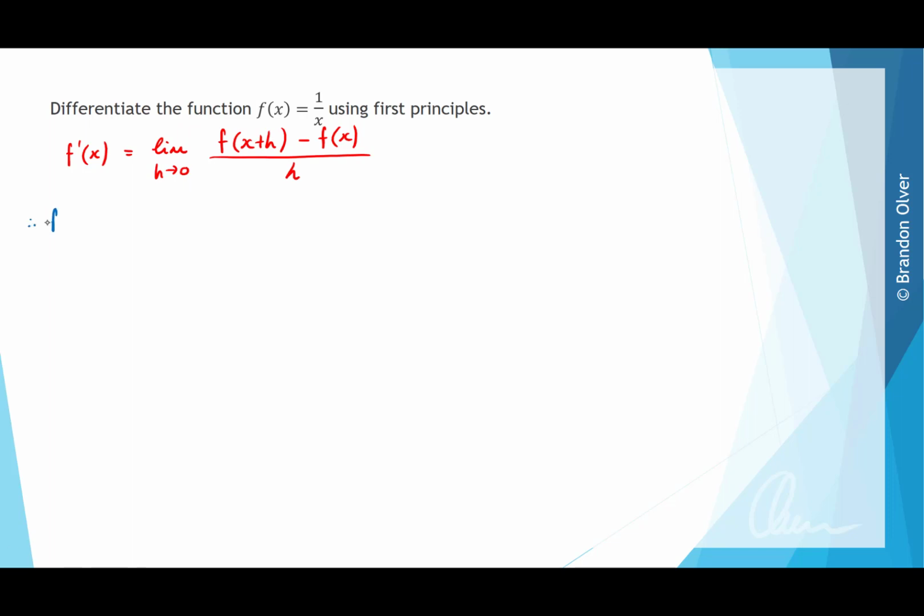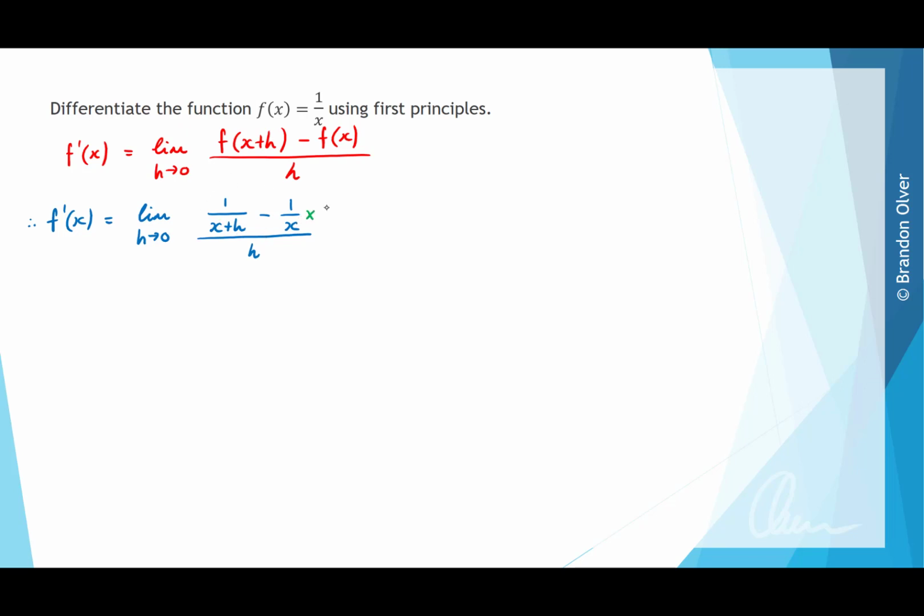Therefore, for this particular rule, f'(x) will equal the limit as h approaches 0, and we need to remember to write that on every line of our working, of f(x+h), which is simply 1/(x+h), minus f(x), which is simply 1/x, all divided by h. So in order to simplify this, we're going to need a common denominator for the fractions in our numerator.